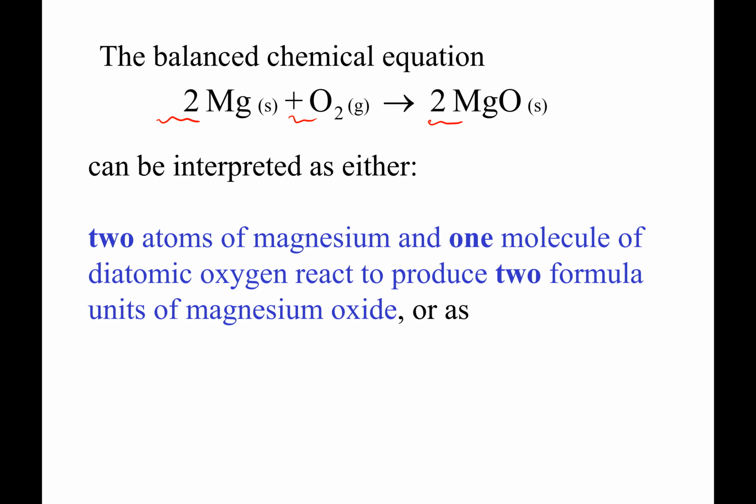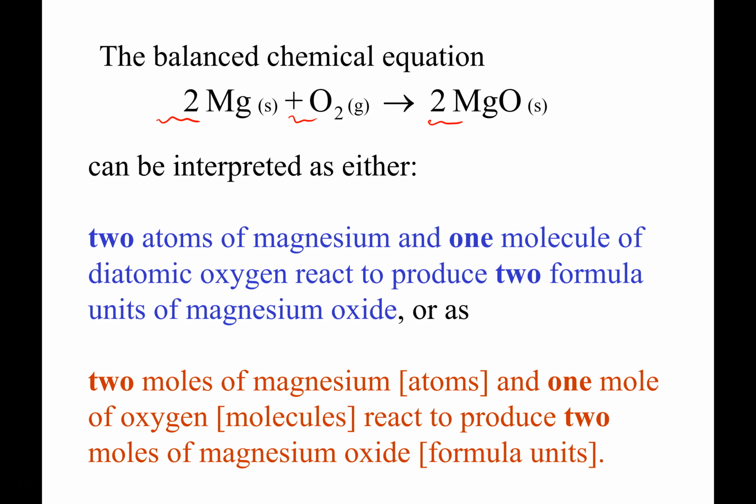Well, we could scale that up. Instead of those coefficients of 2, 1, and 2 talking about the small scale, we can talk about the big scale. The big scale would be bundles of particles, specifically moles of particles. So instead of saying 2 magnesium atoms, we could say 2 moles of magnesium atoms react with 1 mole of O2 molecules to form 2 moles of magnesium oxide.